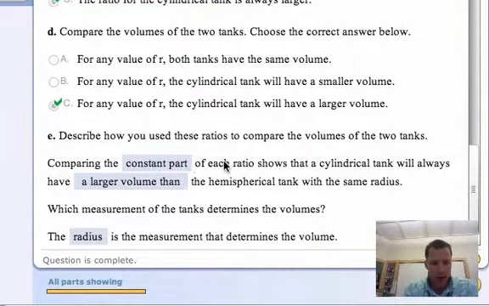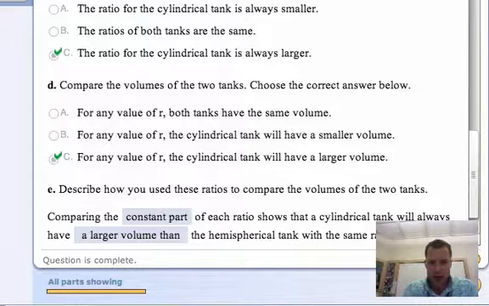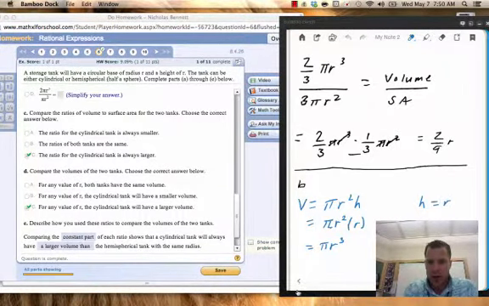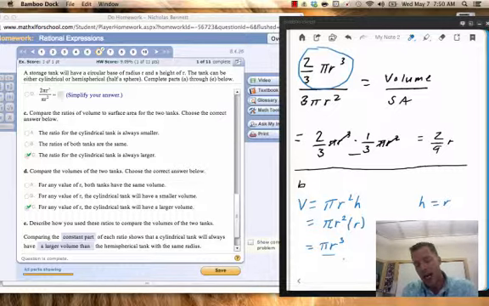Comparing the constant part of each ratio shows that the cylindrical tank will have a larger volume. So the constant part, 1/4 and 2/9, okay? Compare the volumes of the two tanks. So if you look at the volumes of the two tanks, the volume was pi r cubed versus I think 2/3 pi r cubed. So this is much larger. Okay, this is the cylinder, and this would be the hemisphere. So 2/3 pi r cubed is less than pi r cubed. So that's how we know the volume will be larger with the cylindrical tank, not the hemispherical tank.